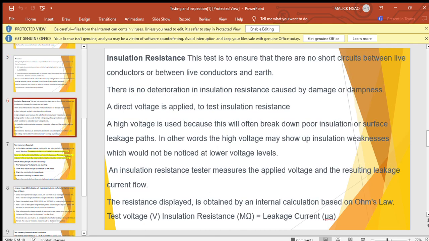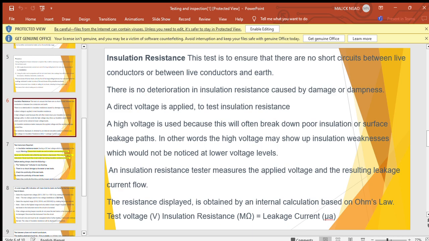You can see the next lines, all that follows is all those tests that you have to carry out before putting your installation to live. And because of time, I'll just ask you to go through them.